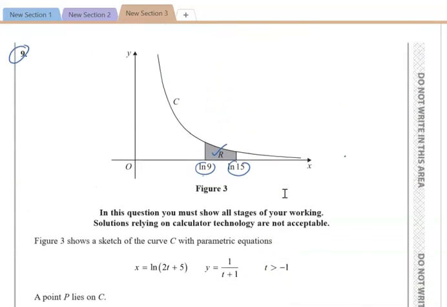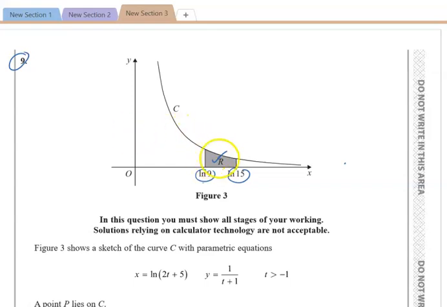Now we go back here. I'm going to use this space. If you want to find the area here, we know that the area under the graph is always the integral of y with respect to x from the lower bound to the upper bound. So in this case, our area will be the integral from the lower bound, natural log of 9, to the upper bound, natural log of 15, of y dx.